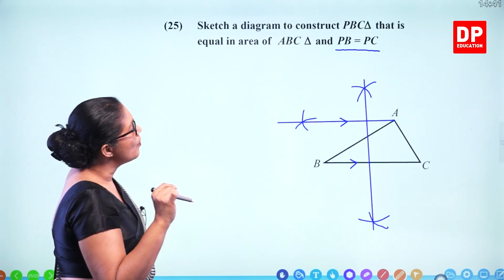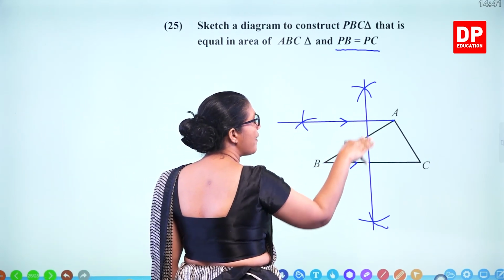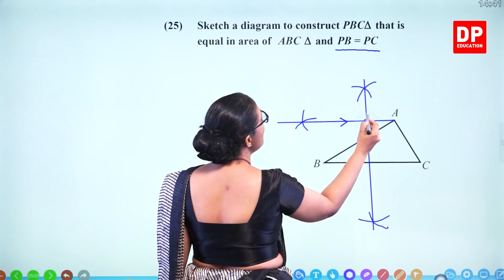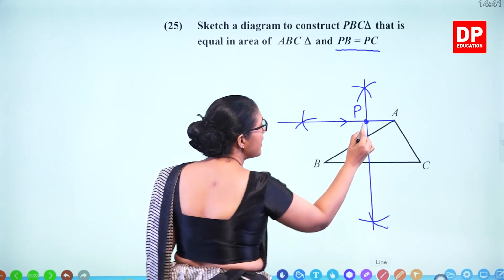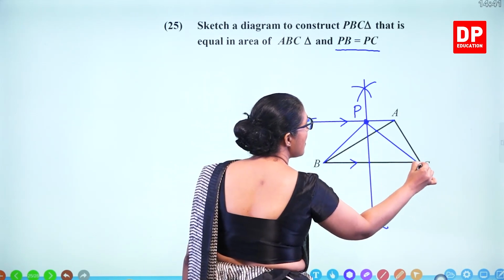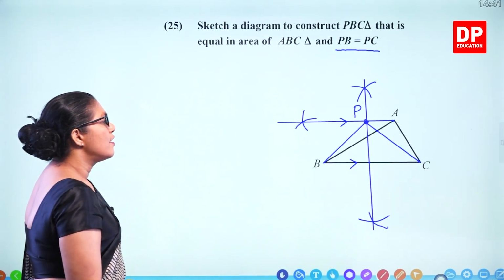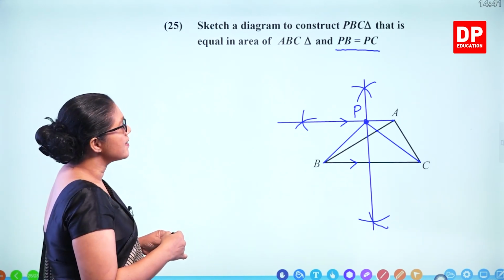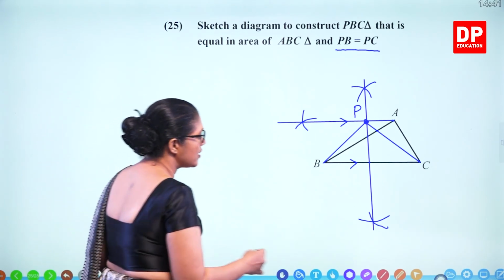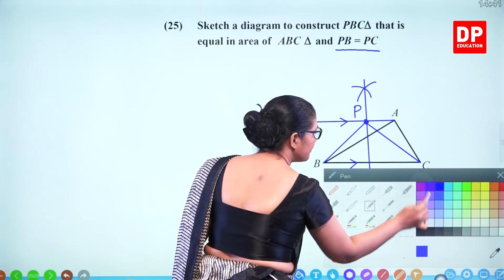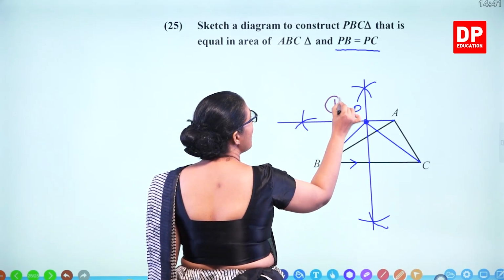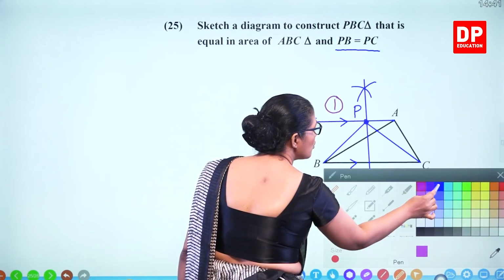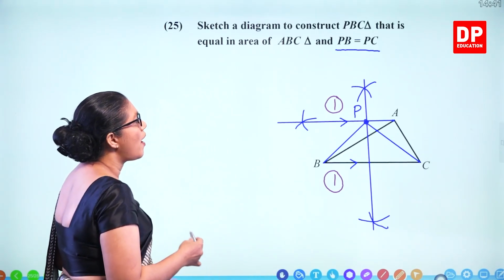Now where is P? In between these 2 parallel lines and on the perpendicular bisector. So P should be here. So when you draw the triangle, see this area is the same as this area. Same base BC and in between two parallel lines, the areas are equal. So you get 2 marks for that: marking the point P 1 mark and drawing these construction lines 1 mark. So you get 2 marks altogether.